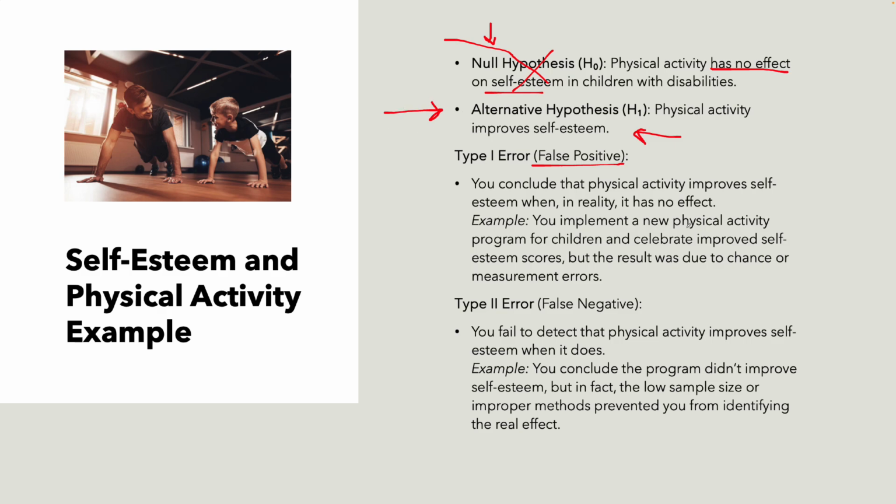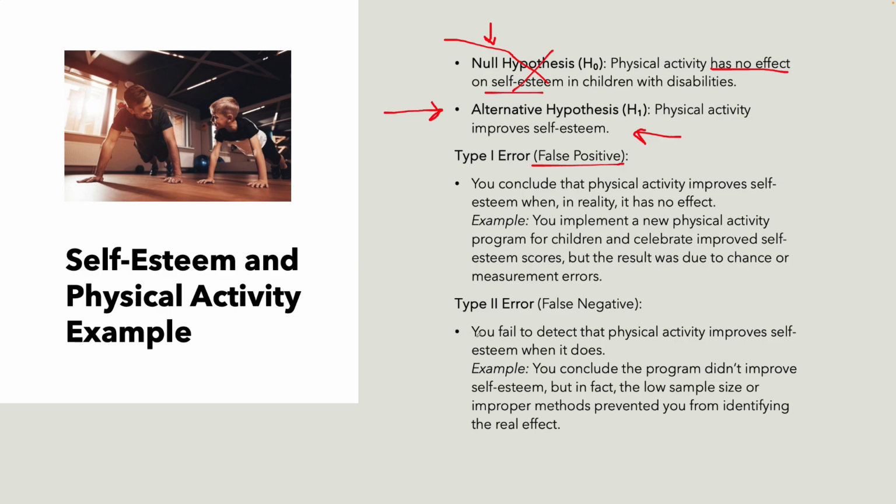So you implement a new physical activity program for children and celebrate improved self-esteem scores, but the result was due to chance or measurement errors, right? So that's what I'm saying. You gotta be really accurate when you're collecting data, especially if you're doing primary research. You have to be really tight with data, really tight with data collection, really tight with statistics.